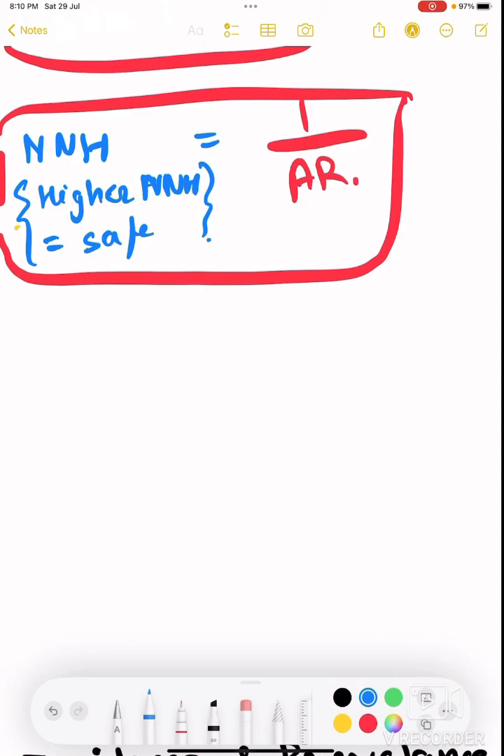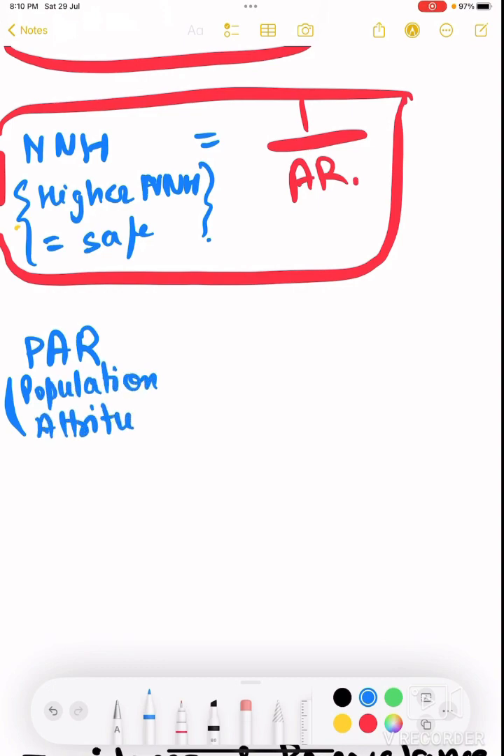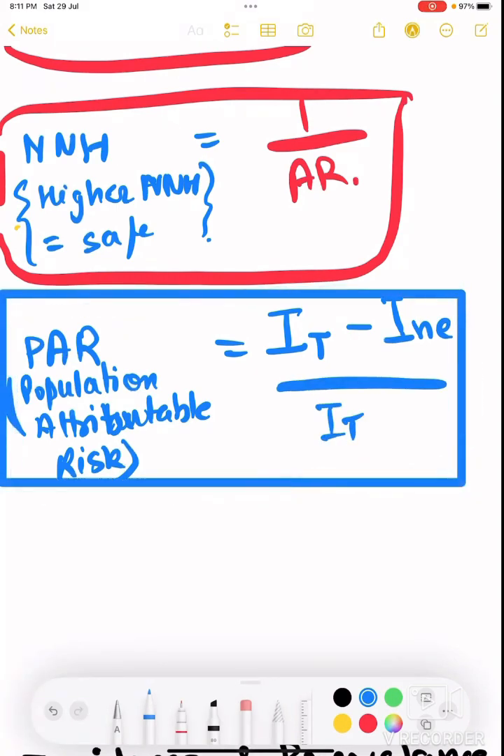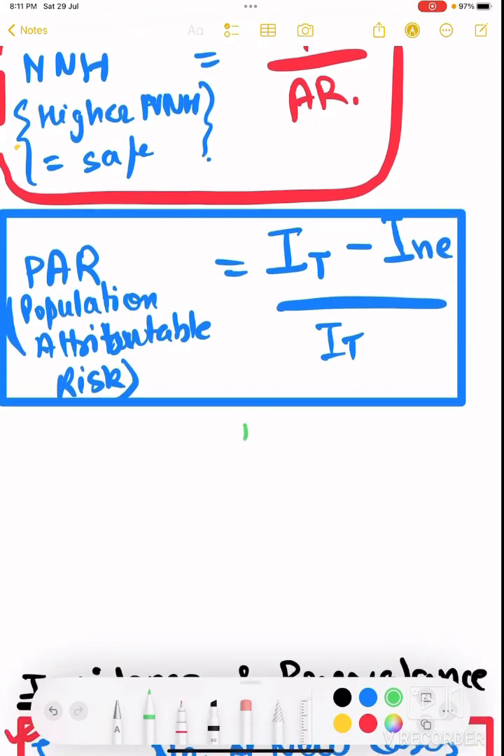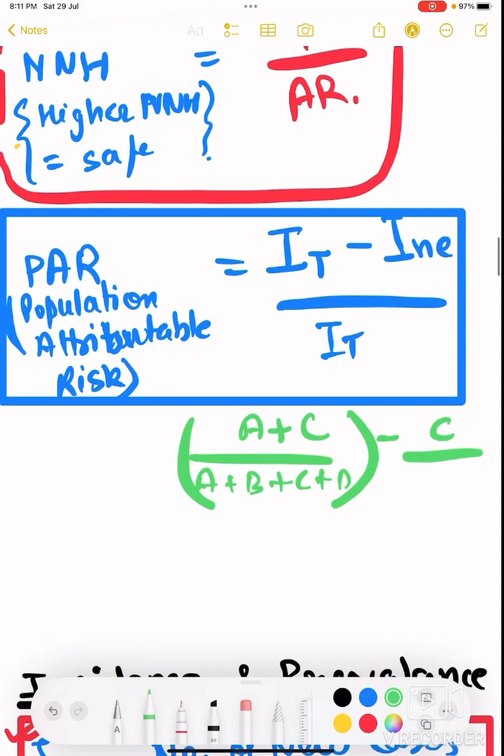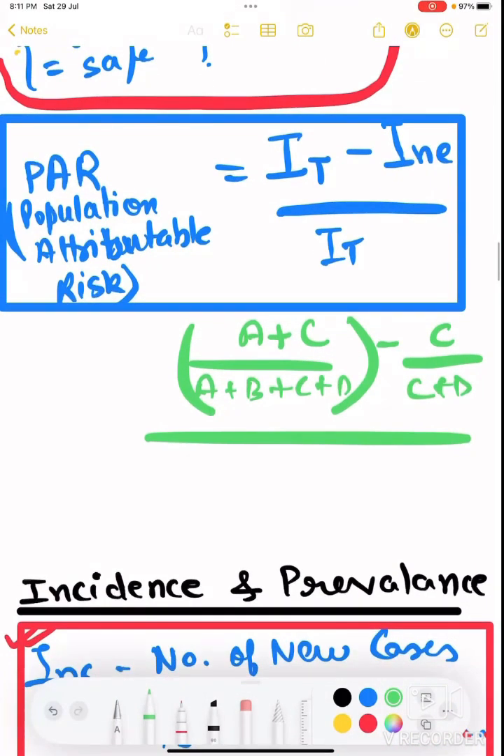One thing I forgot to tell you about in the cohort study part is PAR, right? What is PAR? Population attributable risk. The formula is incidence in total population minus incidence in non-exposed, divided by incidence in total population, right? So in the above formula, what is the incidence in total? The incidence in total was A plus C divided by A plus B plus C plus D. This is incidence in total, minus incidence in non-exposed, which is C plus D, by incidence in total, right? A plus C divided by A plus B plus C plus D, right?